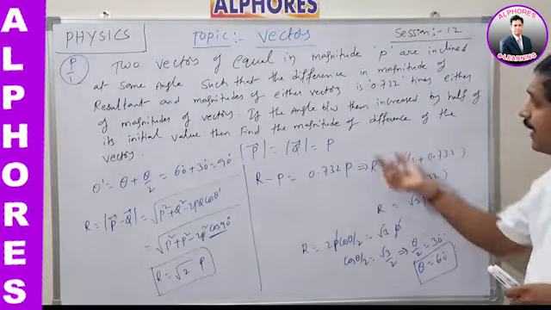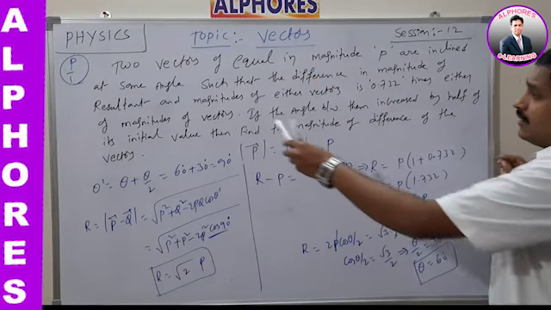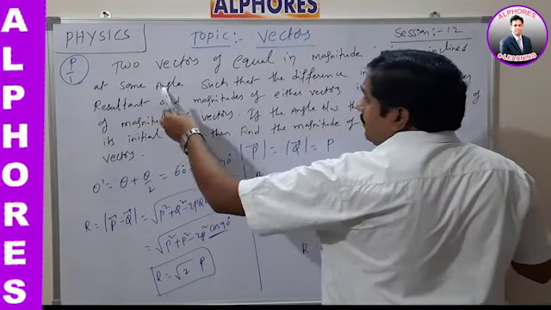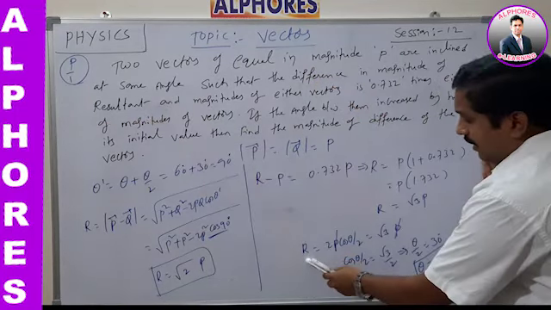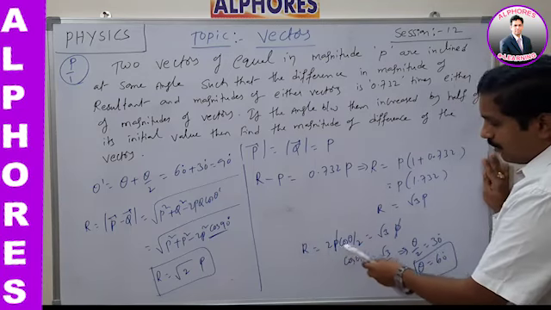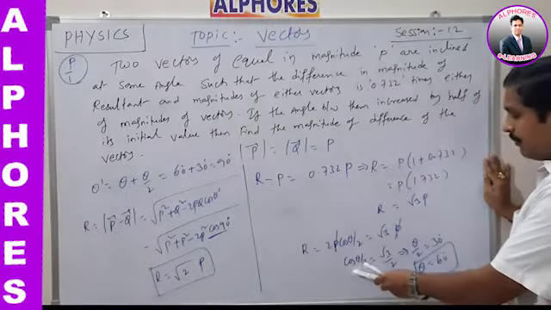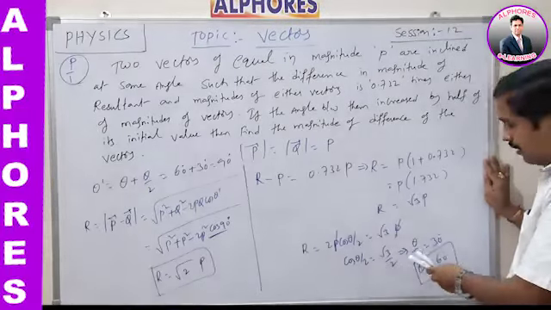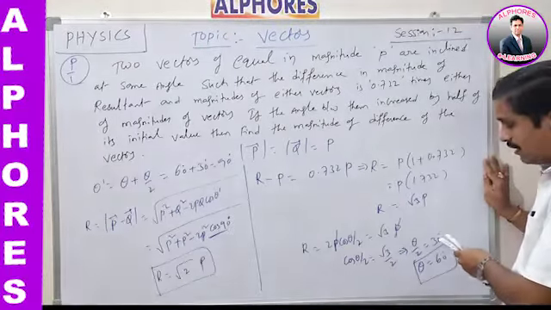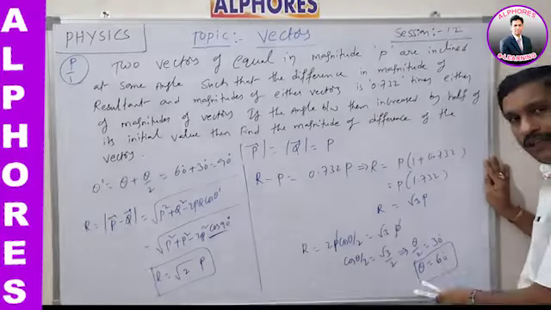We know this value 1.732 is nothing but root 3 P. So as per this condition, listen carefully. If two equal vectors are inclined by some angle, the resultant is R equal to 2P cos theta by 2, that is equal to root 3 into P. That means cos theta by 2 is equal to root 3 by 2. Theta by 2 is equal to, sorry, 30 degrees. Theta is equal to 60.